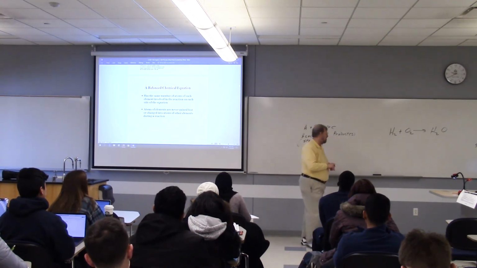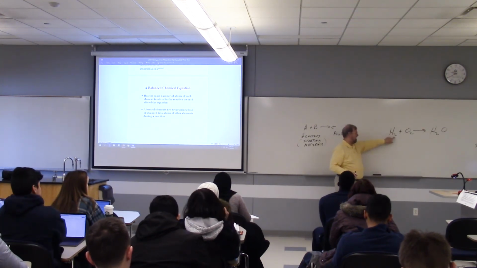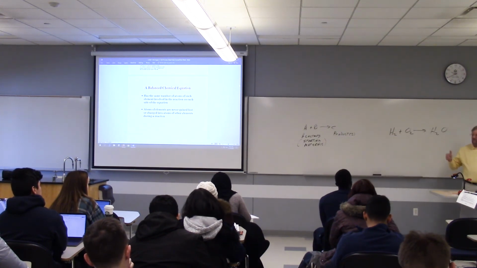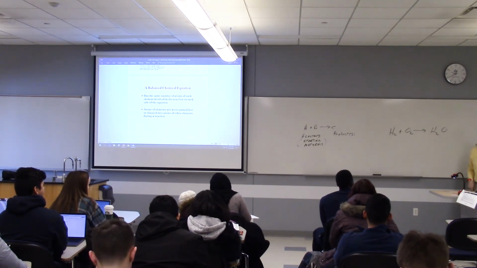And let's take a look. How many hydrogens do I have here? 2. Remember, H2, 2. How many hydrogens in water? 2. So far, so good. How many oxygens do I have on this side? 2. How many on that? Uh-oh, only 1. So this is unbalanced.